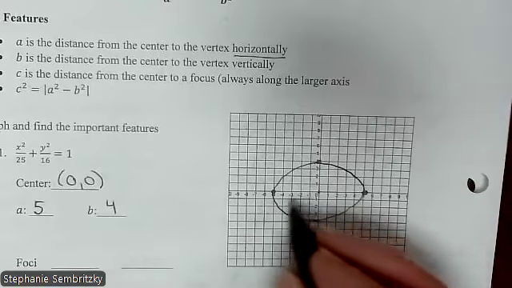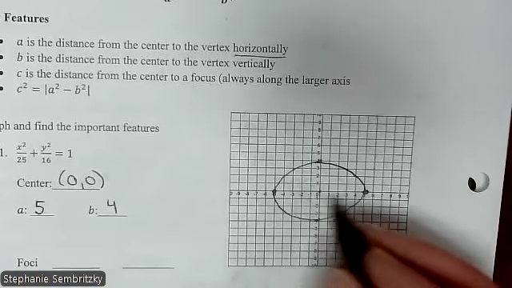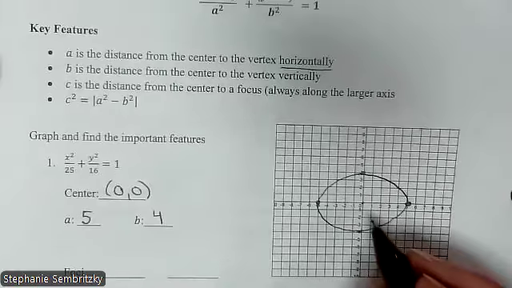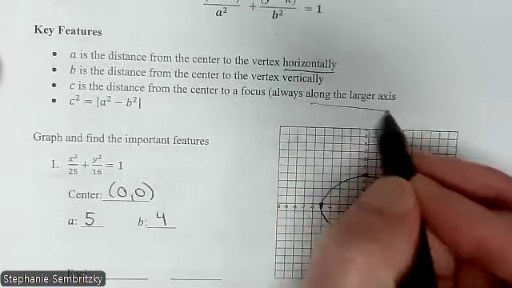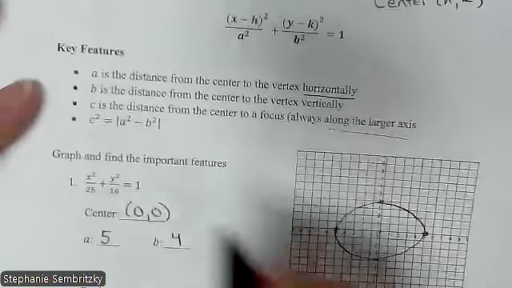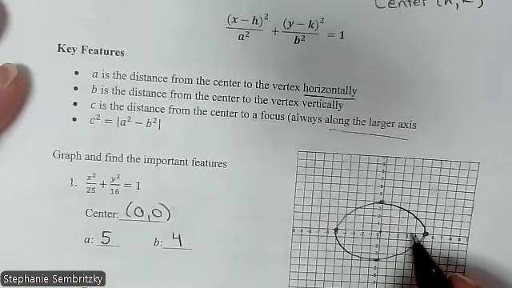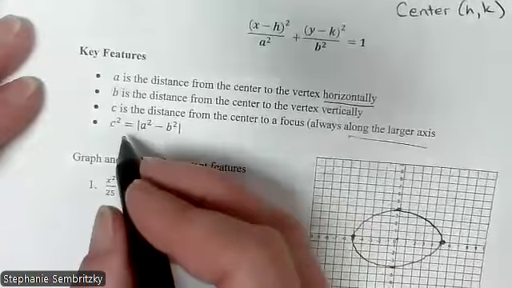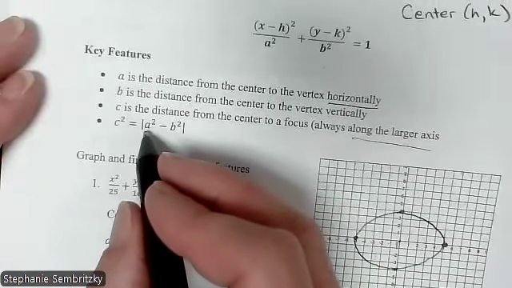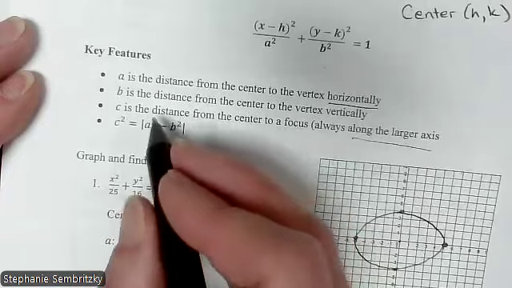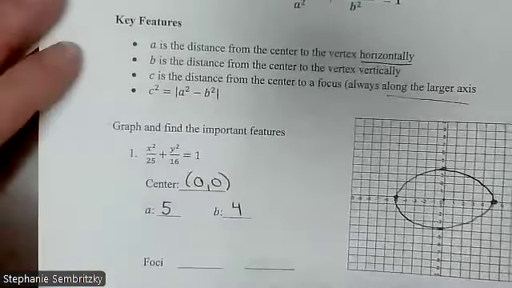My focus points are going to be going horizontally. They're always on the larger axis. Now to find where these focal points are, we have a little formula. c squared equals the absolute value of a squared minus b squared. And notice it has those absolute value symbols around it.